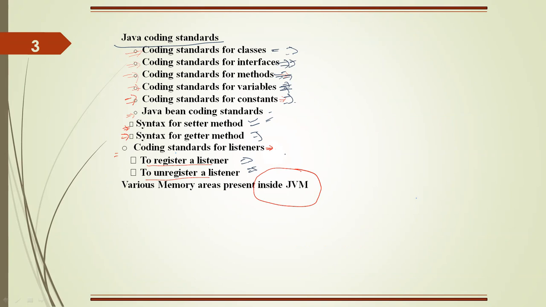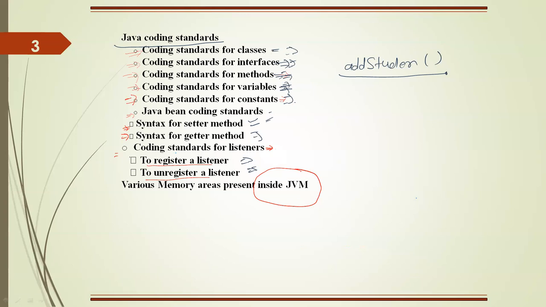Suppose you want to add a student, so what is the method name? Add student. This is the requirement. You want to add a student, so you should name the method addStudent like that. You can declare the method name like this.